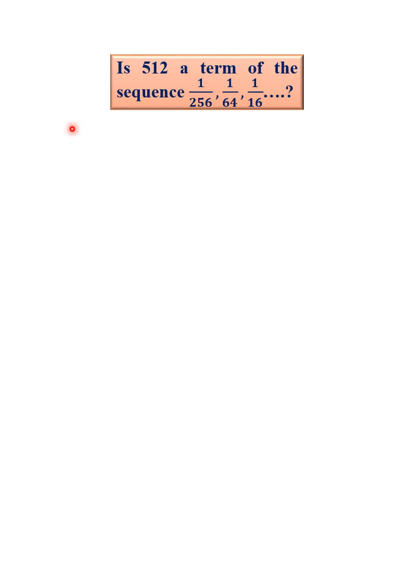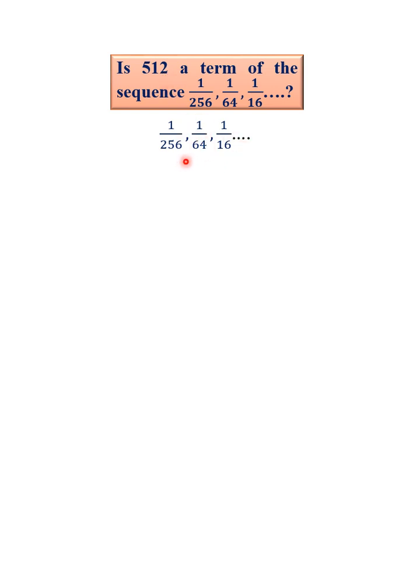Hi guys, we have a question here that says, is 512 a term of the sequence 1 upon 256, 1 upon 64, 1 upon 16, and so on and so forth? So we are given the sequence, this, and we are to check whether 512 is a term of the sequence.